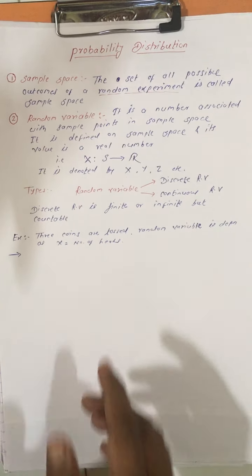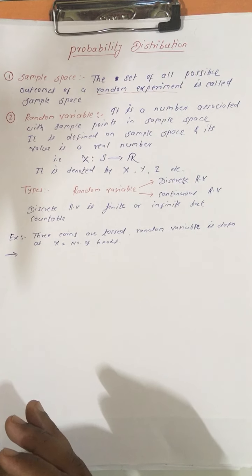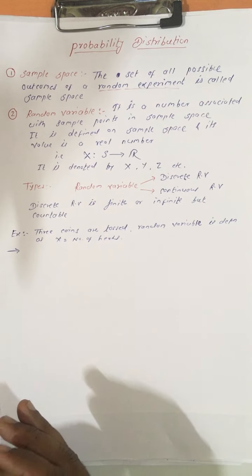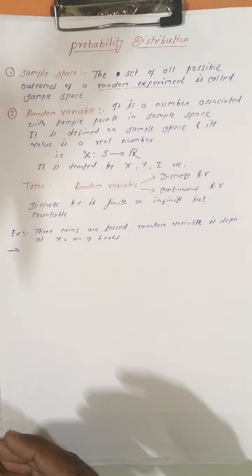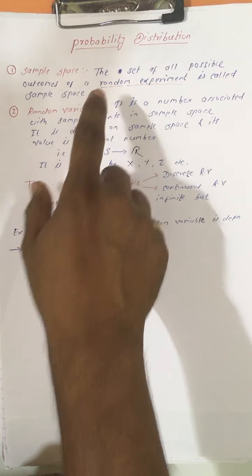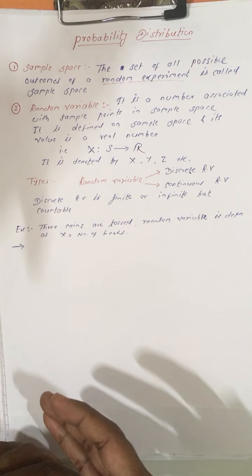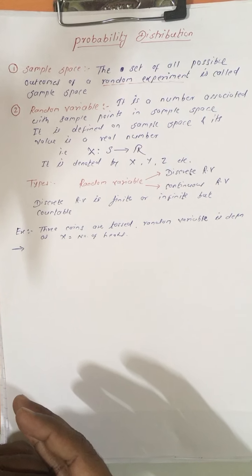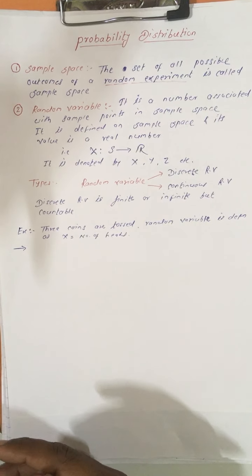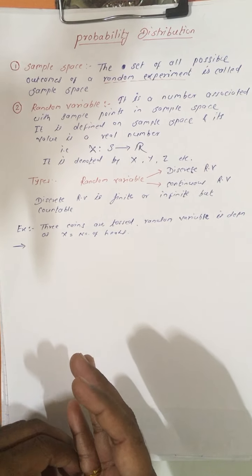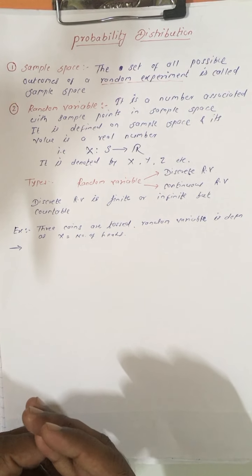Hello students, today we are here to discuss the topic probability distribution, in which first we have to see sample space. What is sample space? The set of all possible outcomes of a random experiment is called sample space. We already learned this definition at school level and also in 11th standard.